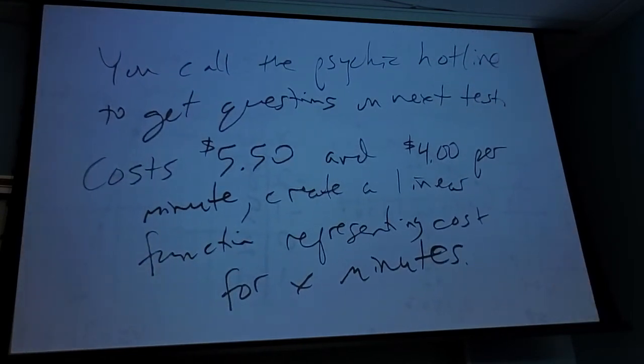You call the psychic hotline to get questions on the next test. It costs $5.50 just to call. You make the call, bam, $5.50. And then it's $4 per minute afterwards. So the person's probably saying, let me consult the cards, whatever. $4 per minute. Create a linear function representing cost for x minutes, okay?